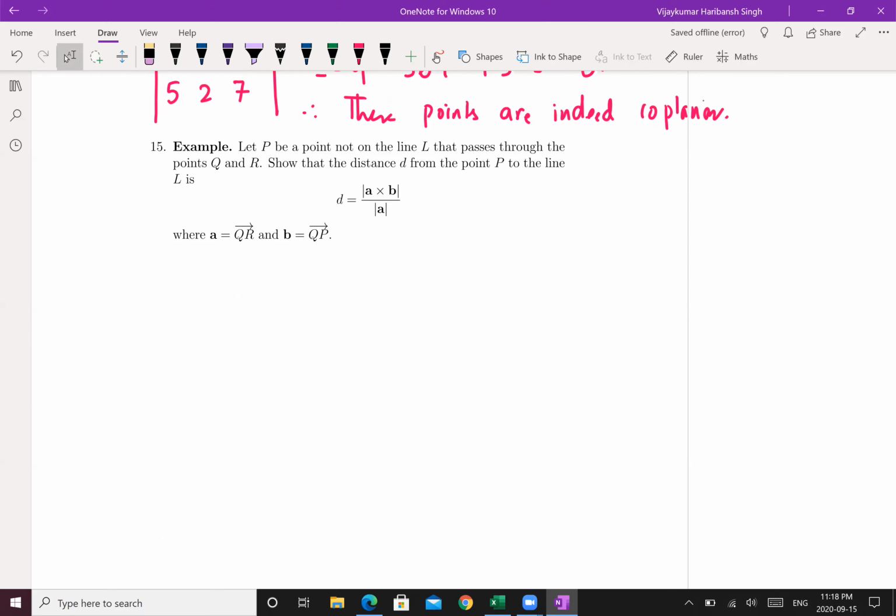All right. Another nice, interesting application of the cross product is this. Let P be a point not on the line L that passes through Q and R. Then the distance D from point P to line L, generally given by a perpendicular, is given by the magnitude of A cross B divided by the magnitude of A, where A is QR and B is PQ. So let's construct this. A is QR, so QR is here, and B is QP.